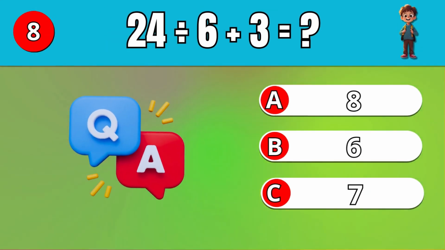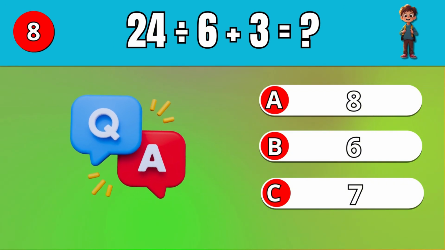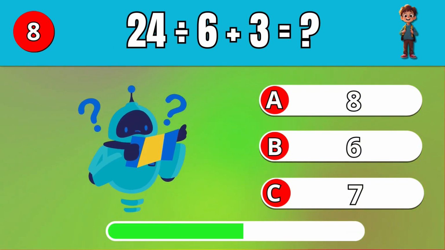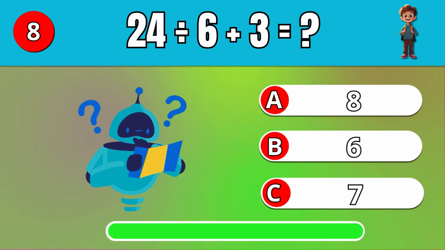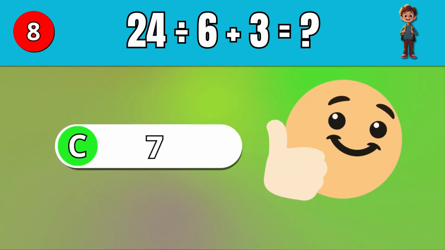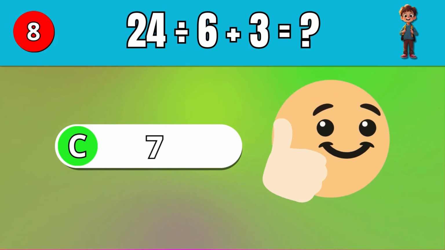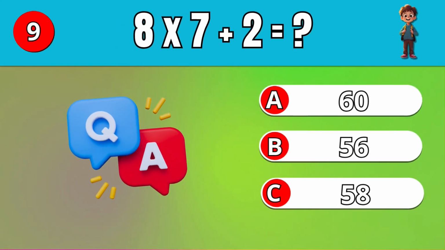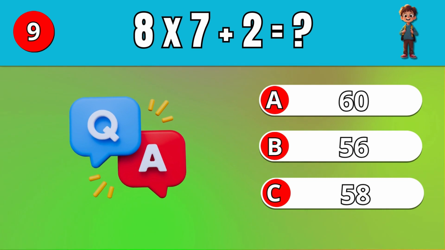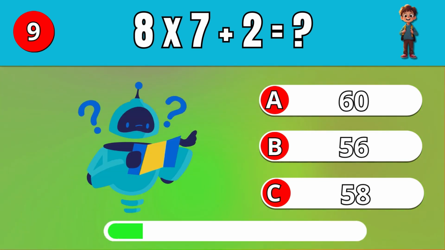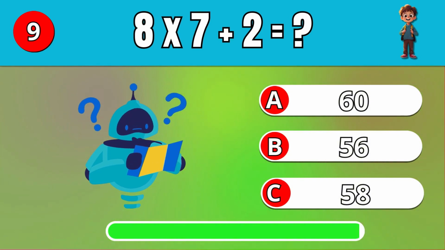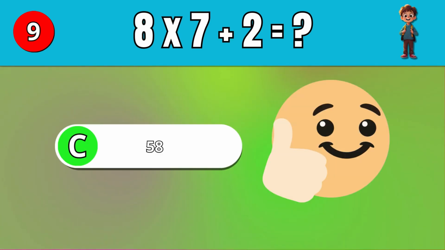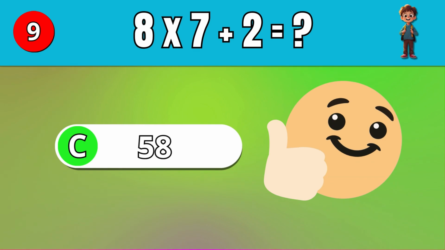What is 24 divided by 6 plus 3? C 7. What is 8 times 7 plus 2? C 58.